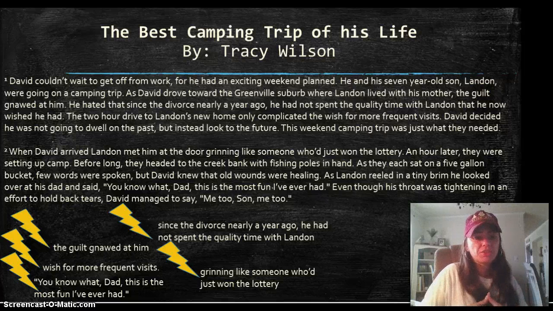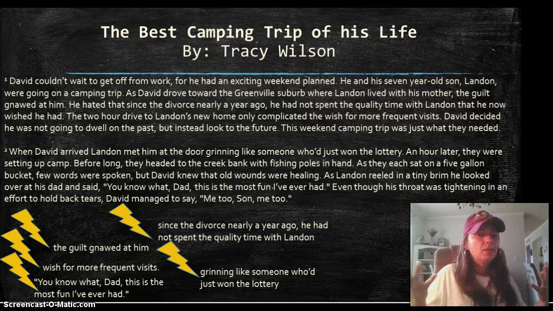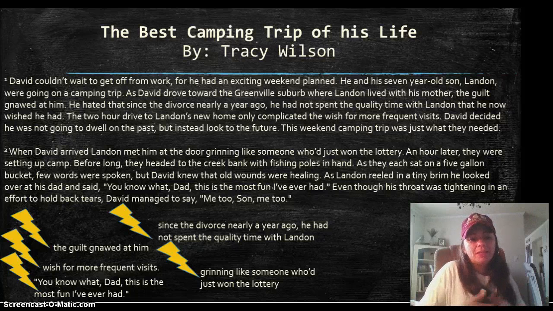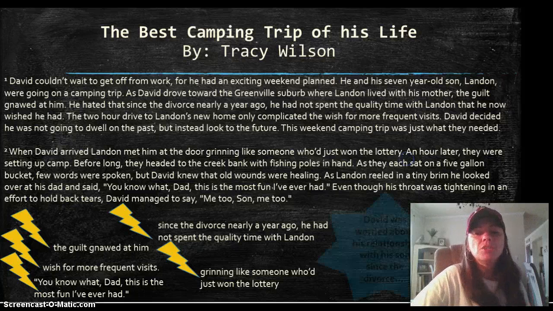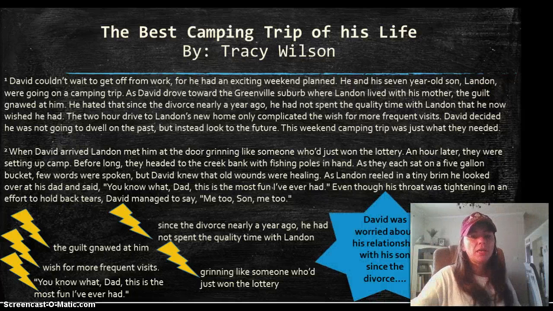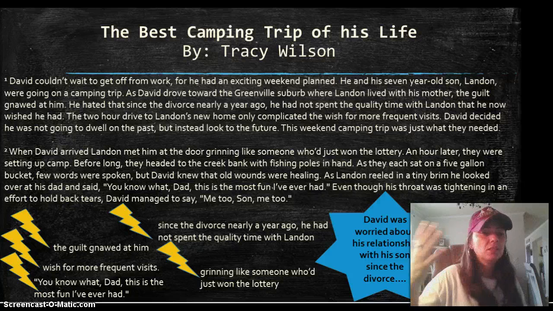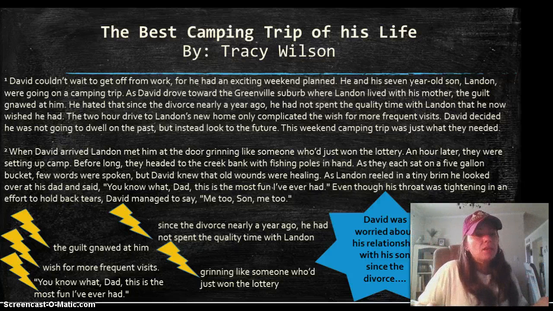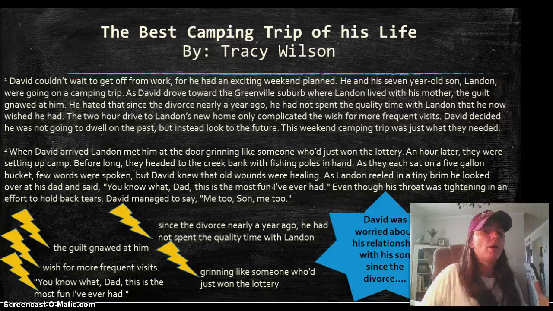Well, I think the author's main idea is that David definitely felt guilty about not spending time with Landon and maybe feels like he's losing his relationship with Landon, but Landon confirms that everything's okay. So when we're asked about what the main idea was, you could easily say David was worried about his relationship with his son since the divorce. We get from this that there's a man worried about his relationship, but feels better at the end of it because Landon confirms that they're okay. And that's what main idea is all about.